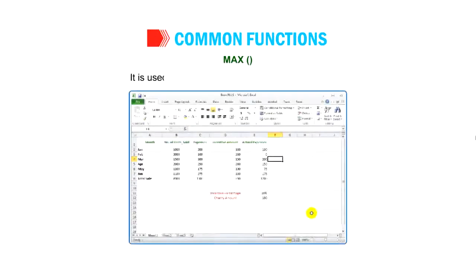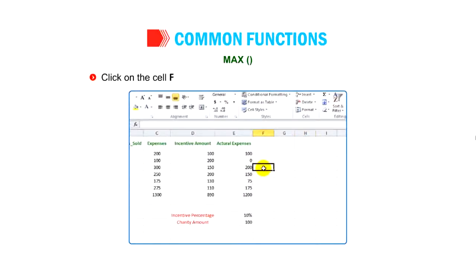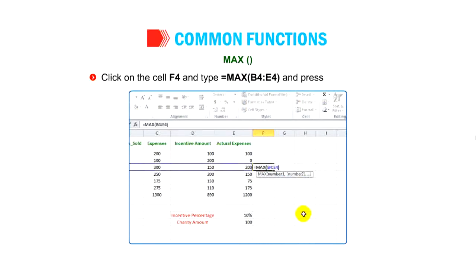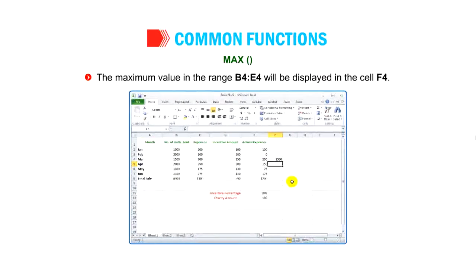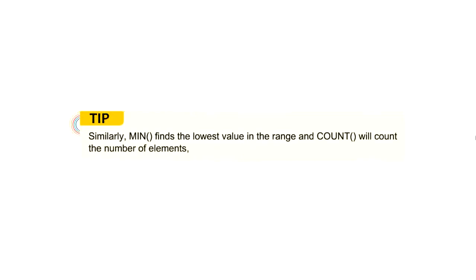MAX. It is used to find the largest value in the given range. Click on the cell F4 and type equal to MAX, open bracket, B4 to E4, close bracket, and press the Enter key. The maximum value in the range B4 to E4 will be displayed in the cell F4. Let me give you a tip. Similarly, MIN parenthesis finds the lowest value in the range, and COUNT parenthesis will count the number of elements like words, numbers, etc. in a given range.